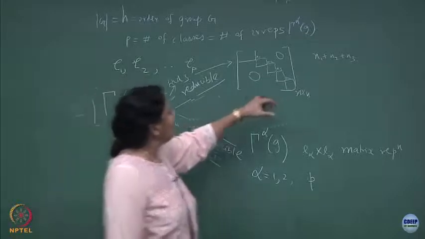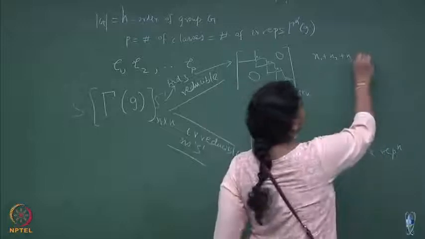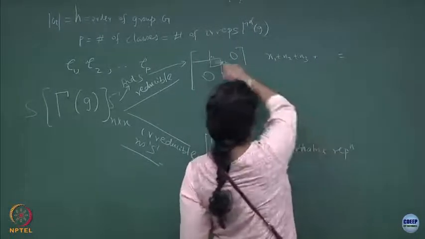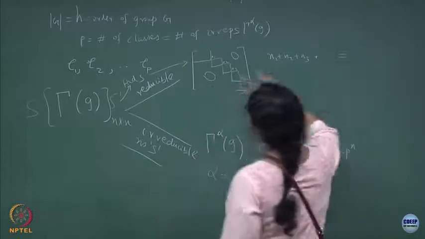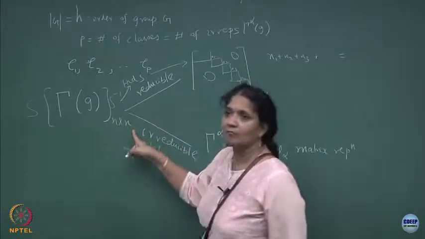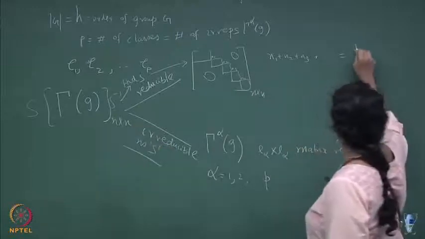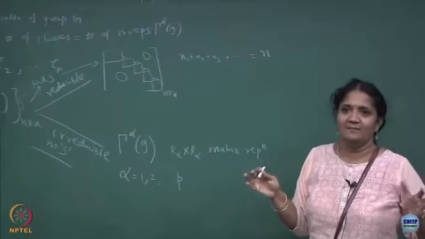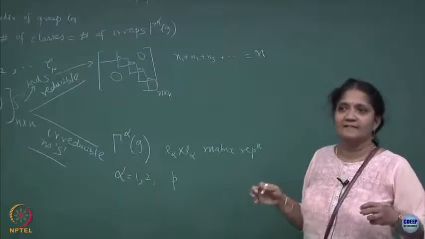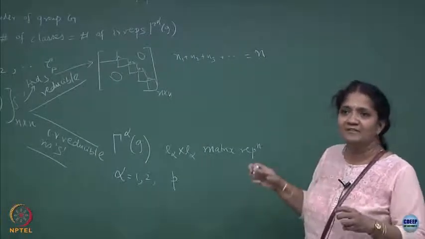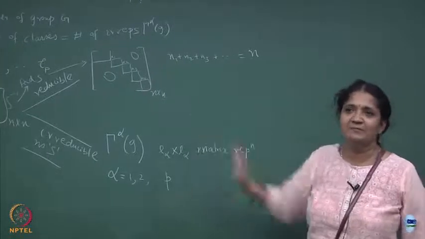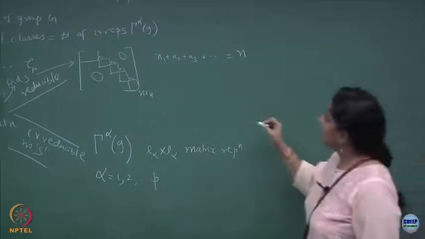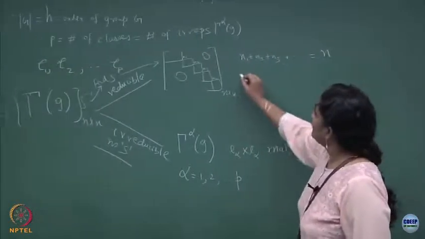So, now this number should add up to n. The total matrix is n cross n, breaking up into blocks. The total block dimension should add up to be the dimension to start with. So, that is one.